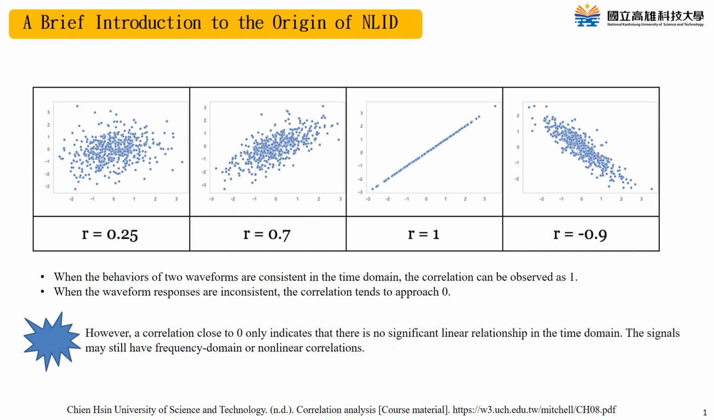A correlation close to 0 does not necessarily mean that the two signals are completely unrelated. It only means that there is no significant linear relationship in the time domain. The signals may still be related in the frequency domain or through nonlinear interactions. A well-known example of frequency domain analysis is coherence, which is widely used in EEG studies, including the assessment of Alzheimer's disease. However, nonlinear correlation analysis is less commonly discussed, even though it can describe complex signal interactions more completely. That is the reason why the NLID algorithm was proposed.